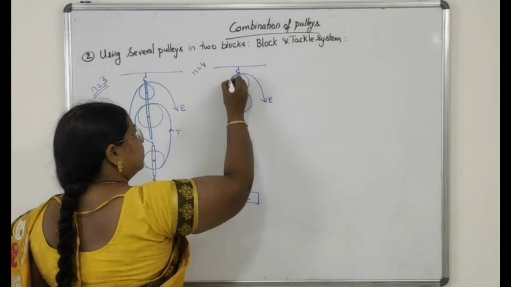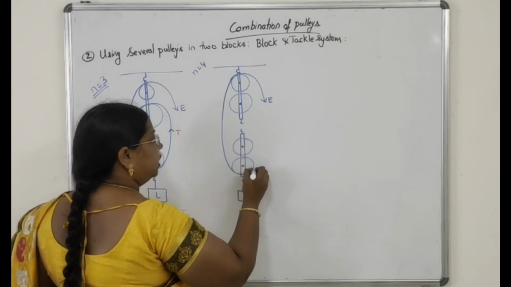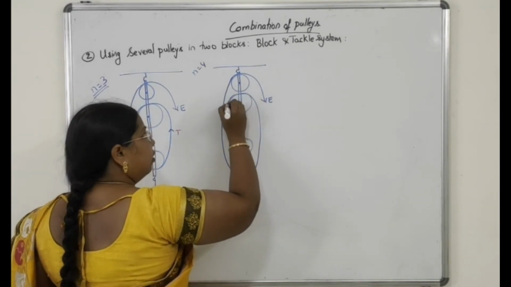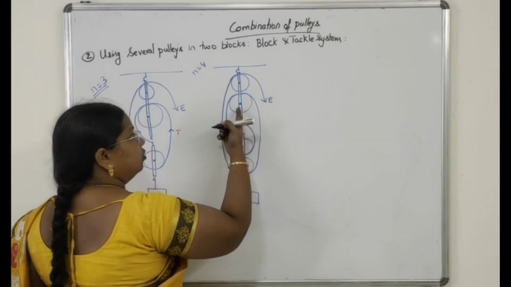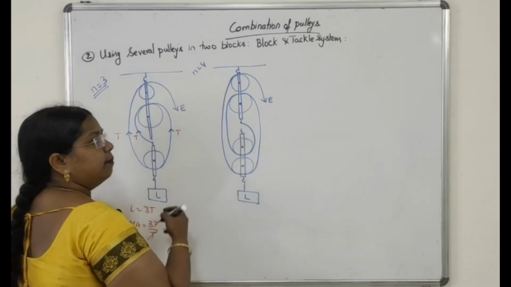Look, I am drawing that. So the lower pulley, one turn, goes up. One more turn, we are having one more pulley in the lower block. So there is no more pulley in the upper block. So fix it to the upper block.